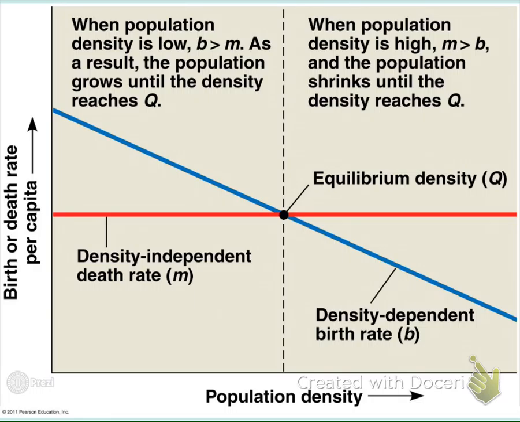So if B is greater than M, the population grows until equilibrium or Q. If M is greater than B, the population shrinks. We kind of already said that at the beginning.